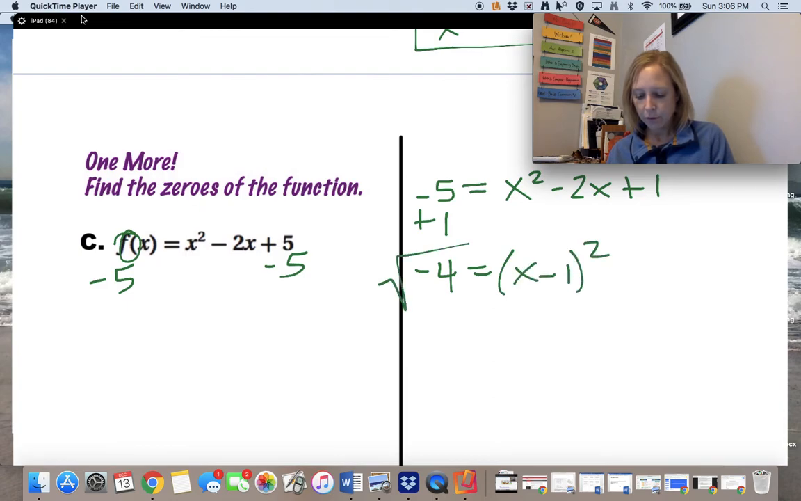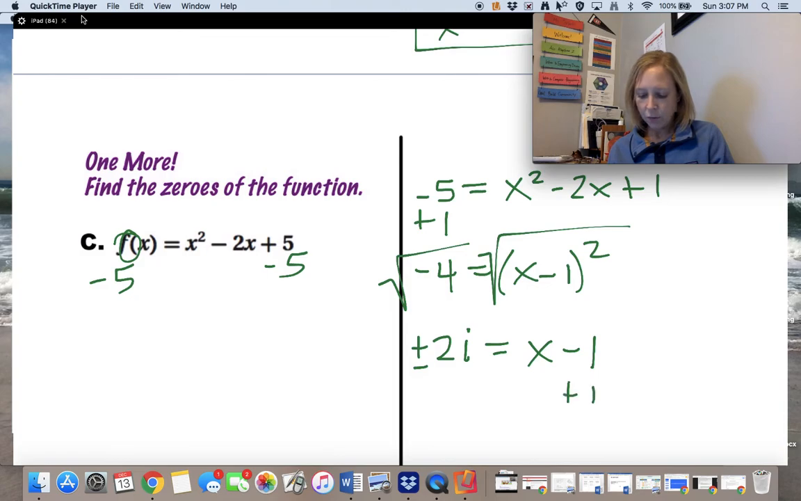Take the square root of both sides. The square root of 4 is 2. The square root of negative 4 is 2i. And when I'm asked to solve, I always put that plus minus there. The last step will be to add 1 to both sides. x is equal to positive 1 plus or minus 2i.